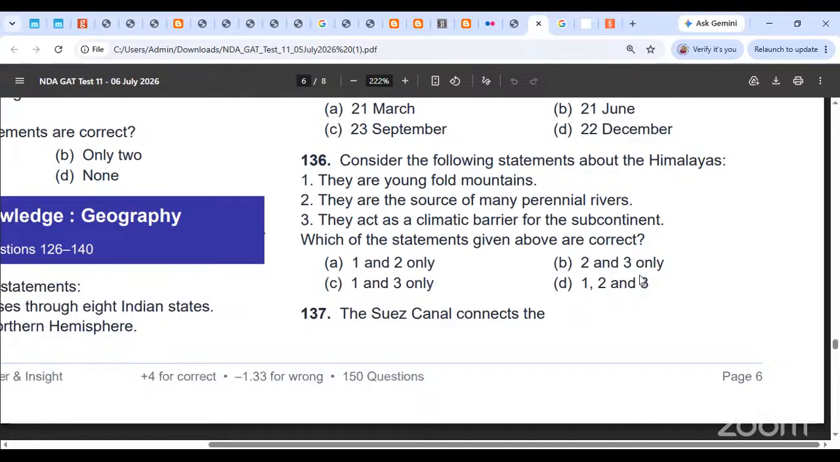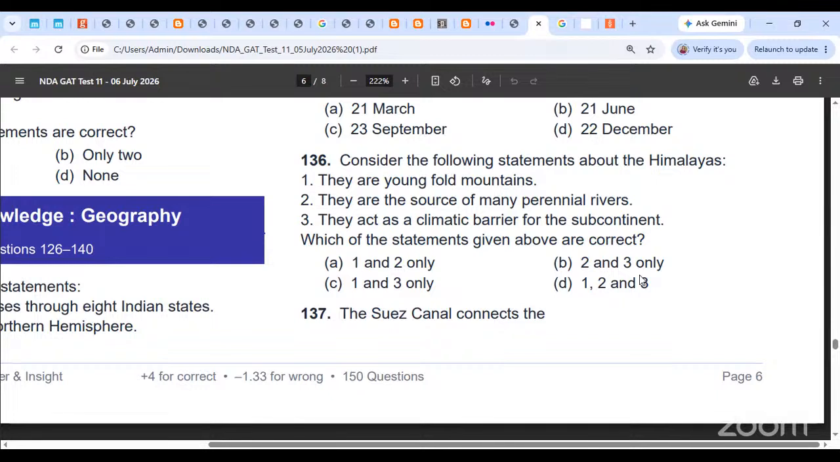Okay, consider the following statements about the Himalayas. They are young fold mountains. They are the source of many perennial rivers, and they act as a climatic barrier for the subcontinent. Okay, let's consider this. You are saying Himalayas are the young fold mountains? Yes, absolutely correct. Among all the orogenies, the alpine orogeny is the latest one. Okay, so you had the Cambrian, the Caledonian, the Hercynian, and then lastly you have the alpine orogeny. Himalayas, Rockies, Alps, and Andes belong to the alpine orogeny. They are young fold mountains. They're very young. In fact, the youngest fold mountains of the world.